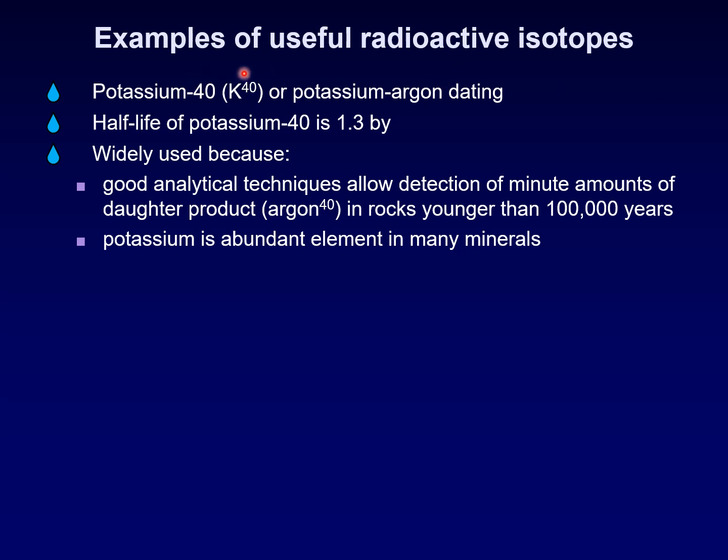So potassium-40 to argon, we use that to date things. The half-life of potassium is 1.3 billion years. And this is widely used because it has good analytical techniques that allow the detection of really minute amounts of the daughter product, argon, in rocks that are younger than 100,000 years. And since potassium is an abundant element in many minerals, we use potassium-argon a lot to date minerals, because uranium-lead or strontium-rubidium, some of the other dating elements, aren't as common, but potassium is super common, so we use it a lot.